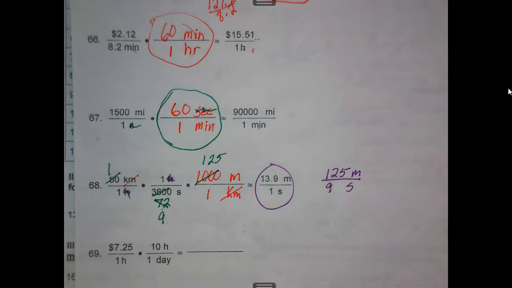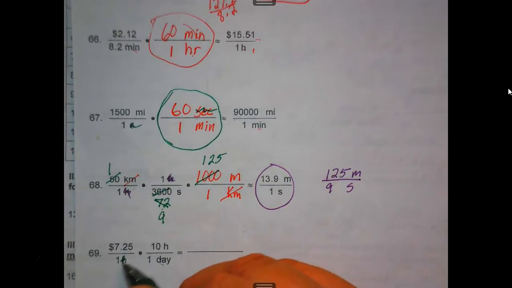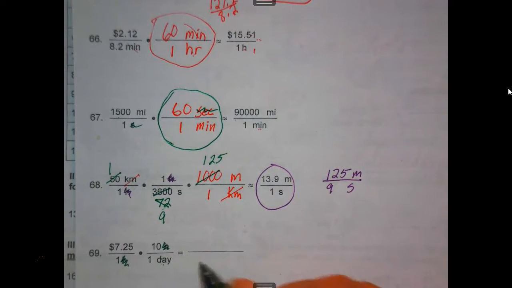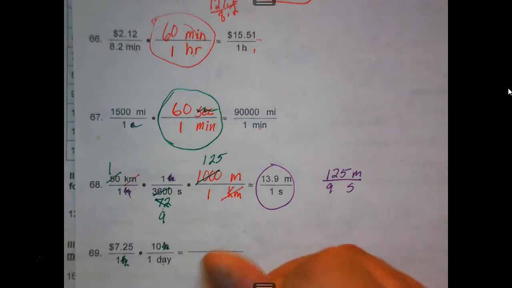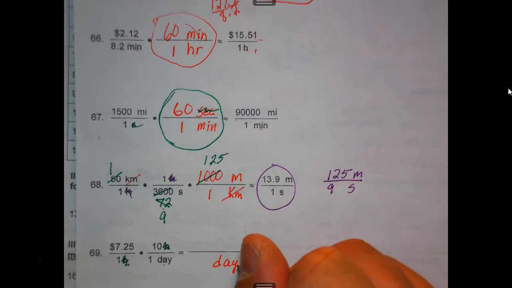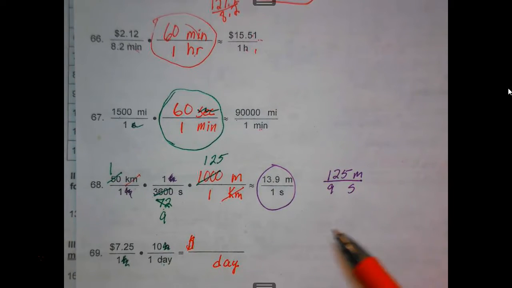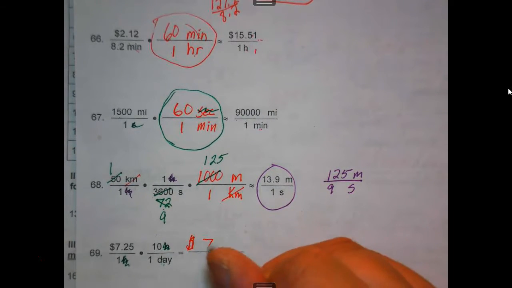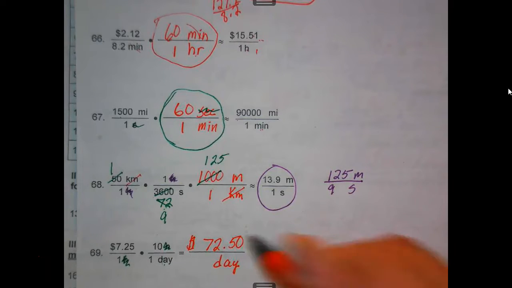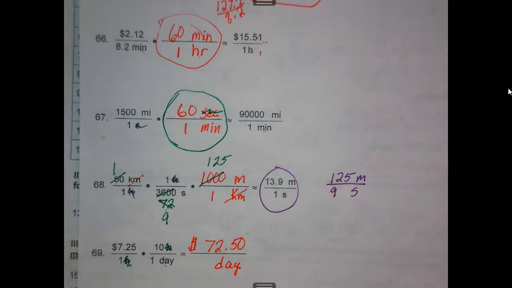Number 69. This time we have both factors, so I just cancel out and multiply. See, hours cancel. I have my 1 on the bottom, and my label is day. I have my label dollars on top. It should be 72.5, right? No, it should be positive.